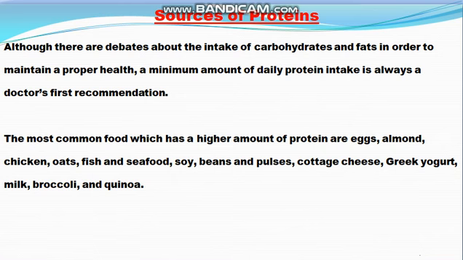So the most common foods which have a higher amount of protein are eggs, almonds, chicken, oats, fish, seafood, soya beans, then pulses, cottage cheese, Greek yogurt, milk, broccoli, and quinoa. So these are some of the food products which contain a high amount of proteins. We should take these proteins to complete our daily protein requirement.